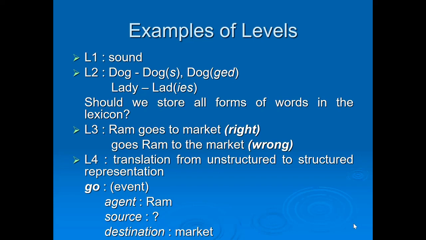So here, go is a particular event. The main event in "Ram goes to market" is go. So this is a particular event. Now, who is the agent here? Ram is the agent because everything will be done by Ram.